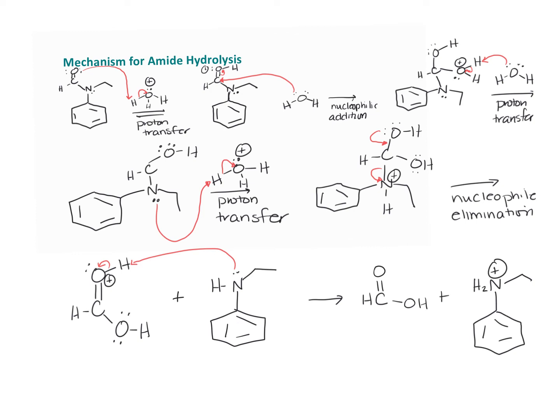All right. And so that is how an amide undergoes hydrolysis. You'll see we end up with a carboxylic acid functional group and an amine. Now, this is acid promoted rather than acid catalyzed, because you'll notice the catalyst isn't regenerated.